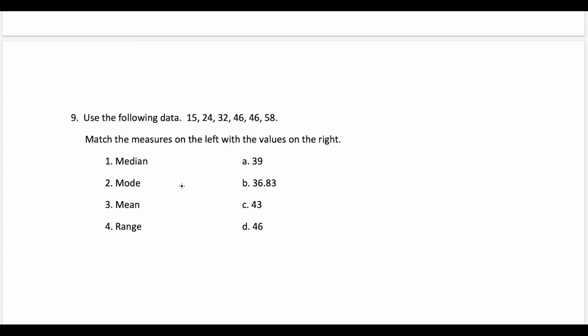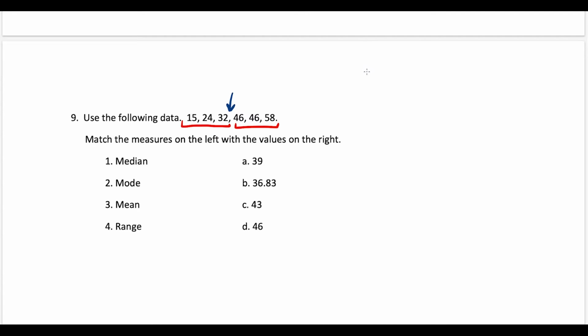Question 9 has mean, median, and mode. And we want to match the measures on the left with the values on the right. So the first thing you should do when you have a data set is put it in order from least to greatest, which they already did for us, so that was polite. So now the median is the middle value, but notice that we have 6 values here. So when you want to find the median and there's an even amount of values, what you do is you take the set on the left and the set on the right, and the median is the number that would fall between 32 and 46.